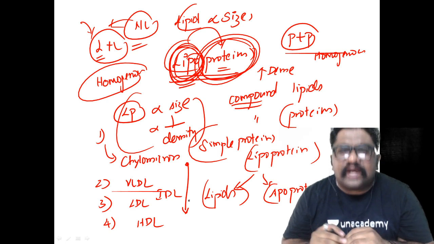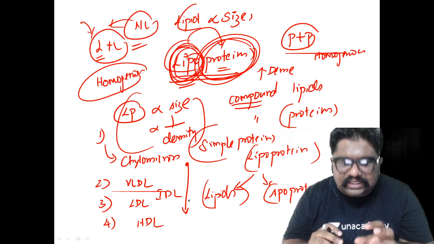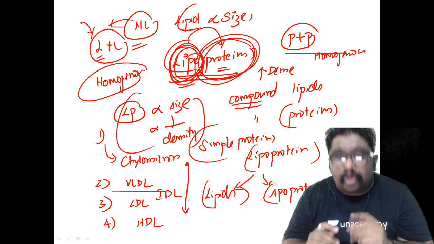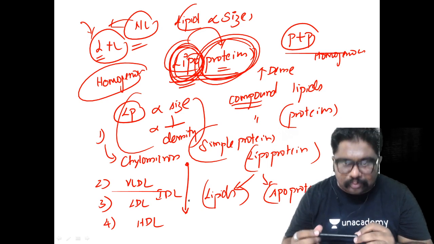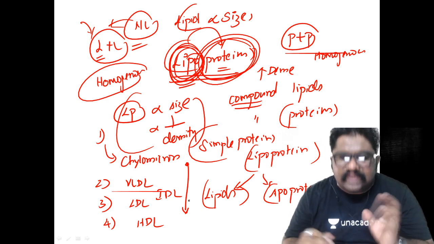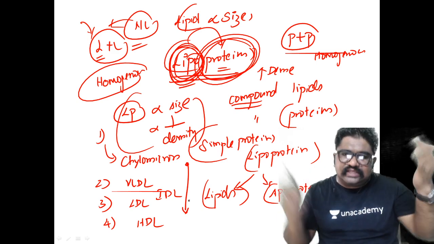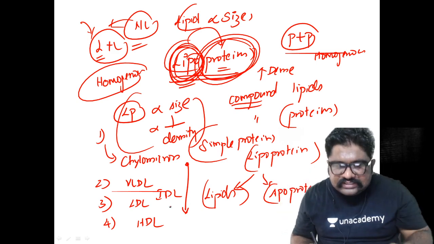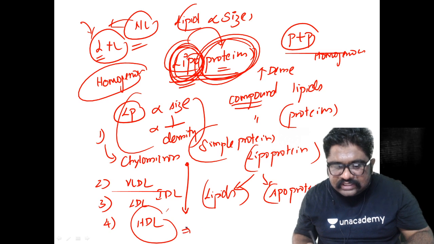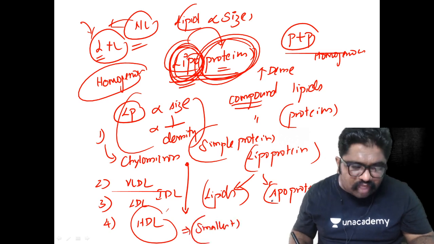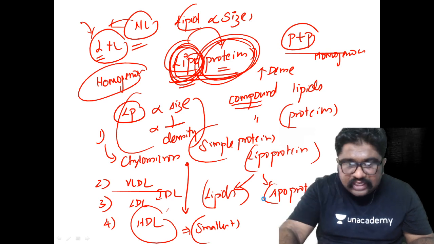So mark my words, chylomicron is the least dense, while HDL is the most dense. Also remember, density is inversely proportional to size. So if I say chylomicrons are the biggest, then they are the least dense. HDL is the most dense, which means these are the smallest molecules. I hope you have understood this part. I'll use another slideshow here.